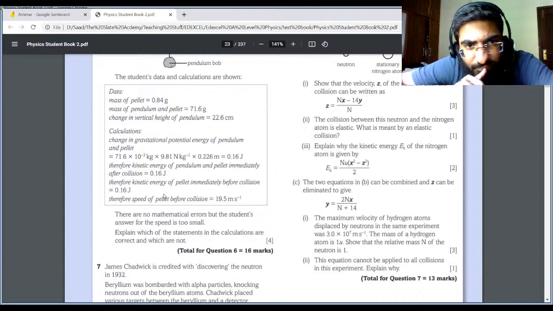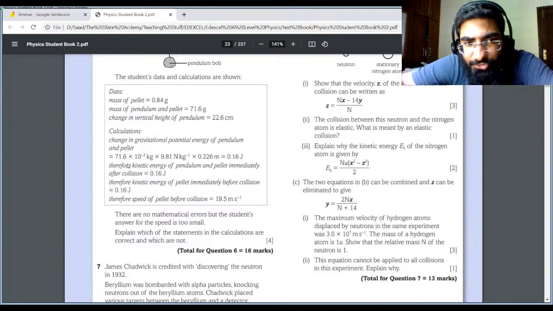What doesn't make sense? Change in gravitational potential energy. Yes, almost. State your problem, the problem that you find in this statement. Pendulum and pellet immediately after collision, both of them are 0.16, and then just one of them, which is pellet, before the collision is 0.16, which does not match. Change in gravitational potential energy of pendulum and pellet.